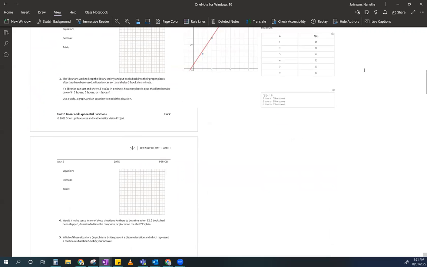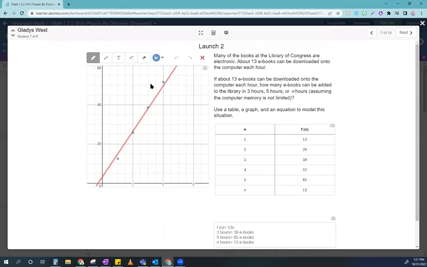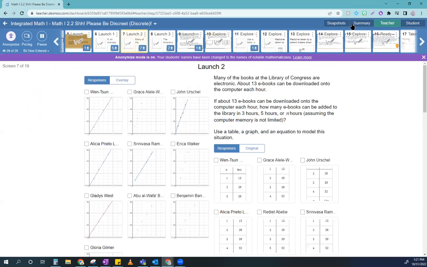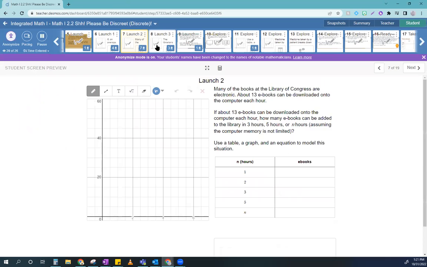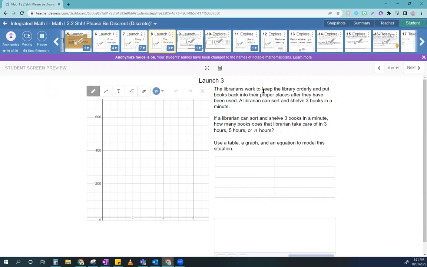Okay, so the next little context I'm going to read, and then I'm going to pause again, and then you guys are going to work on it. Okay, so the next little context says, the librarians work hard to keep the library orderly and put books back into their proper places after they've been used. A librarian can sort and shelf 3 books in a minute. If a librarian can sort and shelf 3 books in a minute, how many books can she do this in 3 hours, 5 hours, or n hours?